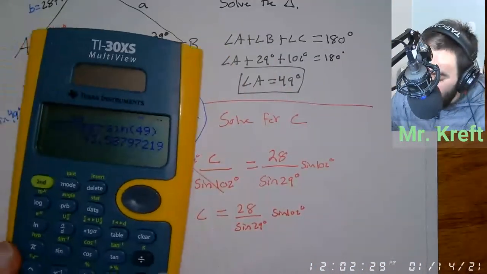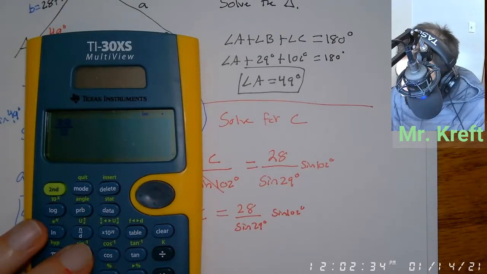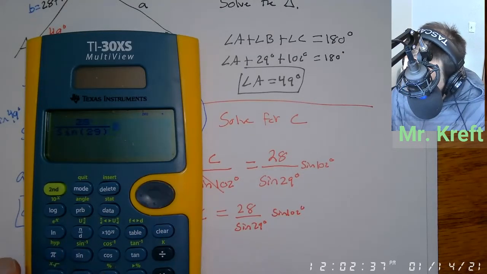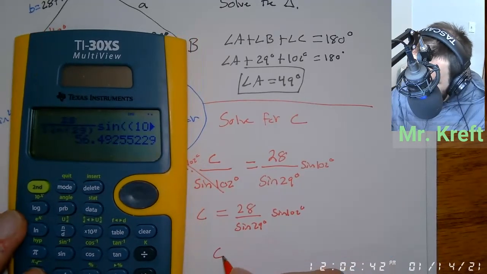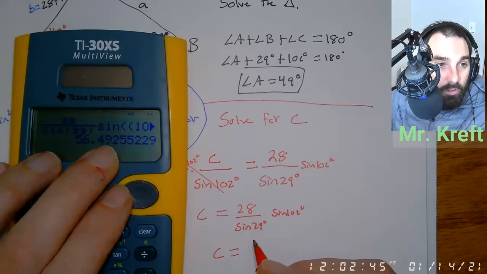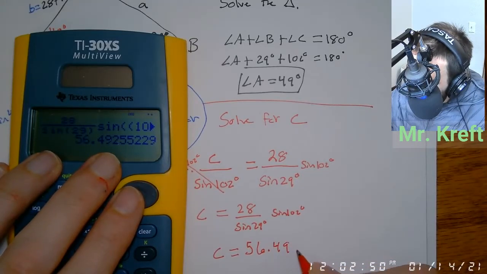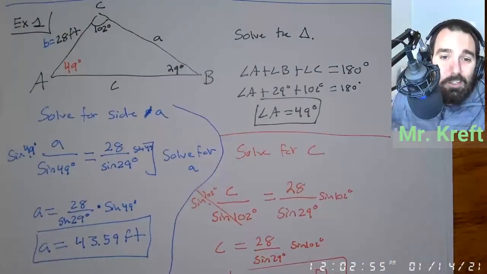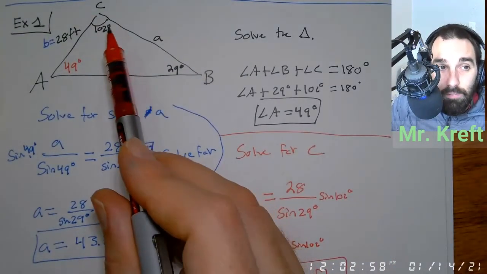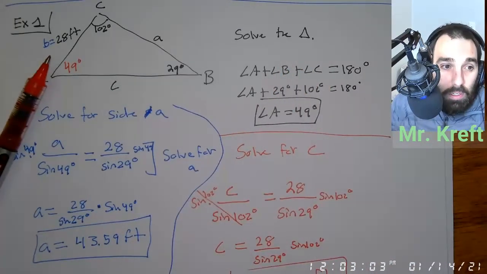Okay, and then you type this into a calculator. I have a fraction, 28 over sine of 29 times sine of 102. So I get C, and I'm going to round to the second decimal place, so it's a 2 after that. I get 56.49 feet. Boom, done with the problem. That is literally all you need to do. So the only trick: if they give you two angles, you can just do the angle sum theorem, that they add up to 180. That is epic.